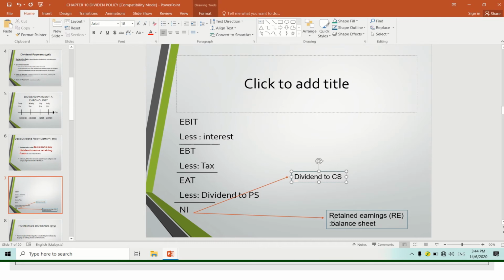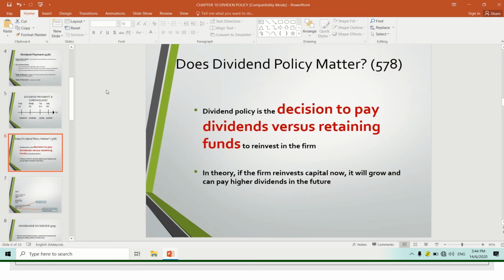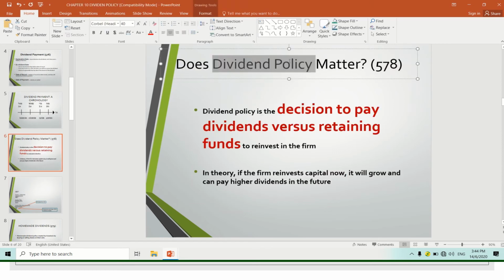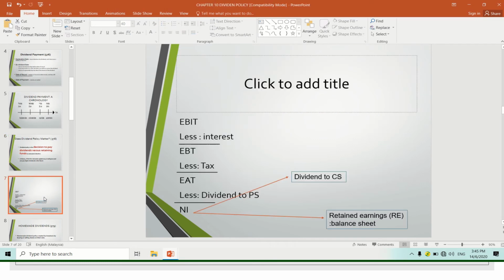And these retained earnings, you can see, are in the company's balance sheet. And then the decision whether the company wants to give more dividends or fewer dividends, to give or not to give, that is what we call dividend policy. Again, when we talk about dividend policy, it is all about the decision whether the company wants to pay dividends or not to pay dividends to their common shareholders. If the company decides to give, they have to think again, whether to give a lot or a little.